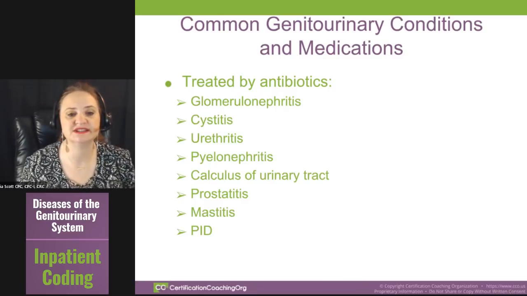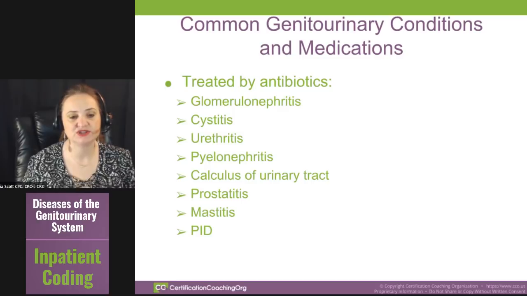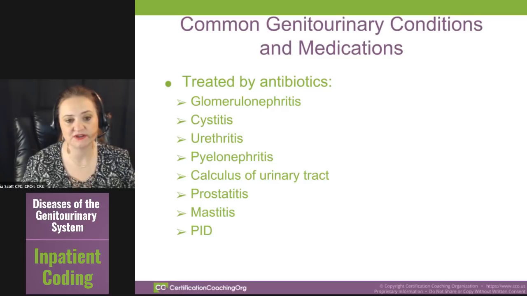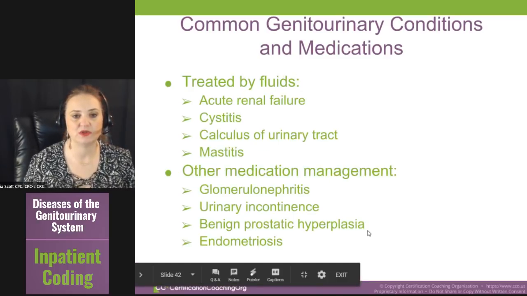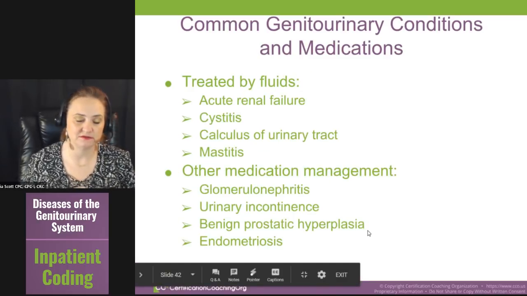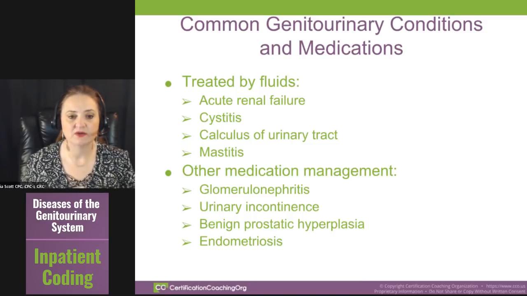Medications that you'll see used: antibiotics. You're going to see antibiotics used for glomerular nephritis. Now, these are all things we've already talked about: cystitis, ureteritis, pyelonephritis, stones of the urinary tract, calculus of the urinary tract, prostatitis, and mastitis and PID. All will be given antibiotics. Anything where you have an inflammation, you're probably having an antibiotic.